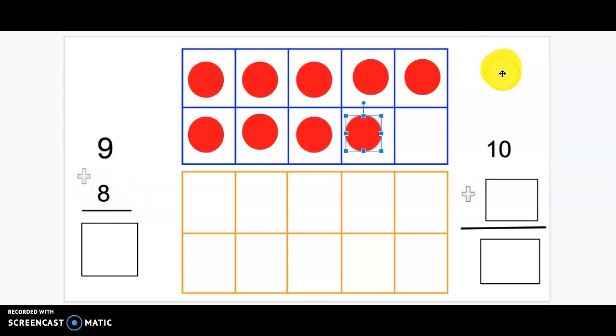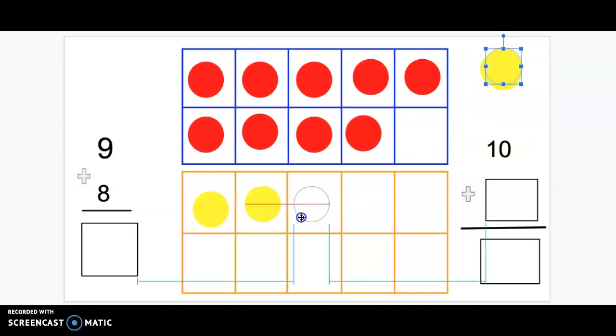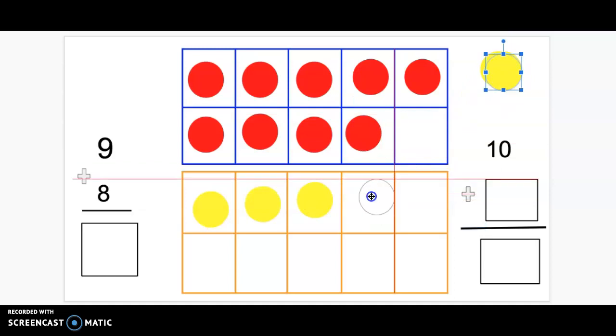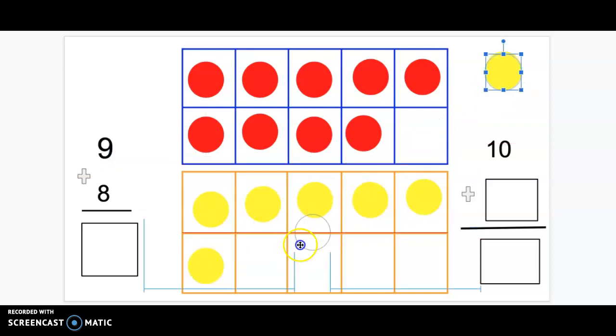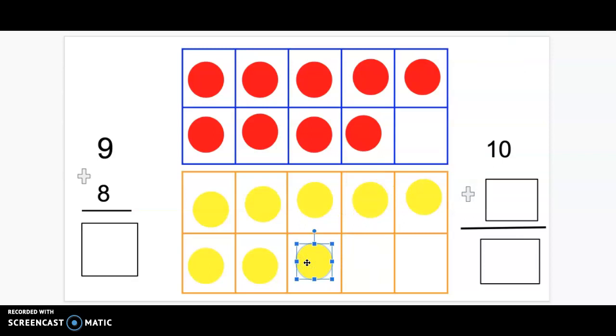I'm going to use the yellow counters. Here's 1, 2, 3, 4, 5, 6, 7, 8. Now remember that I want to make 10.